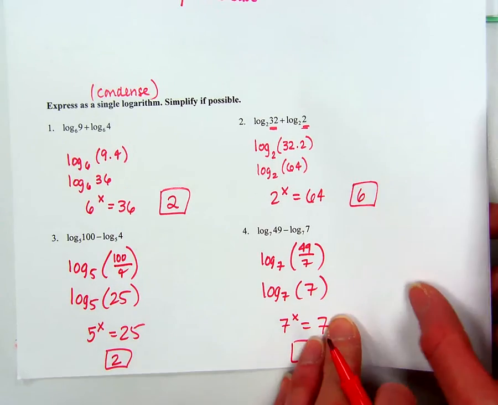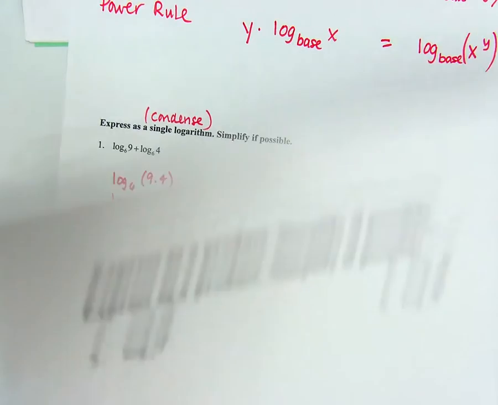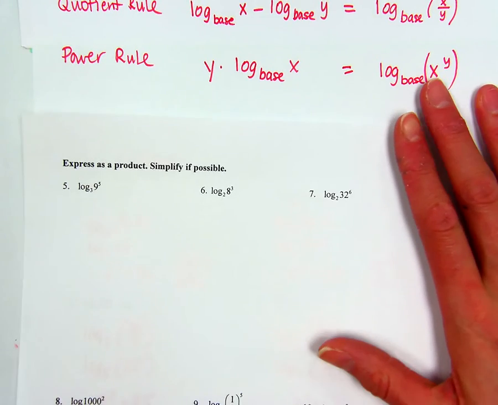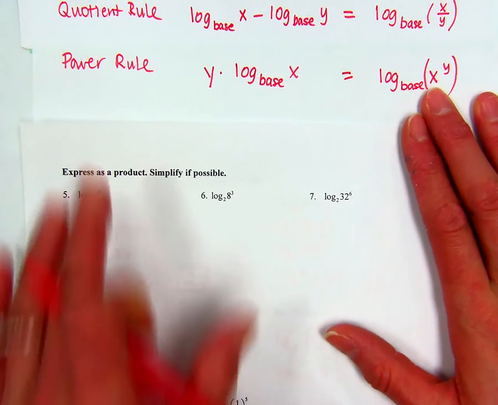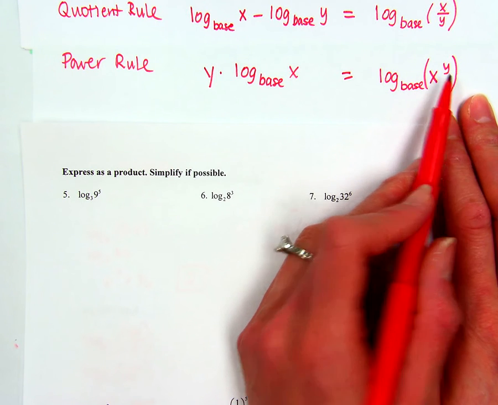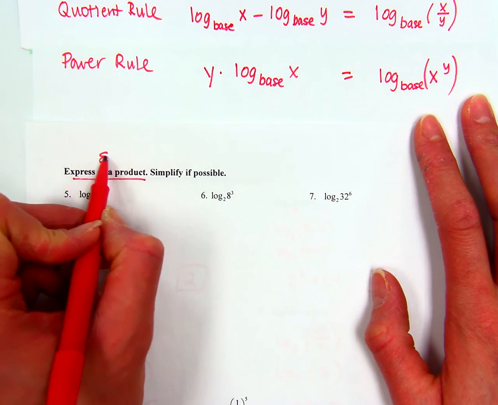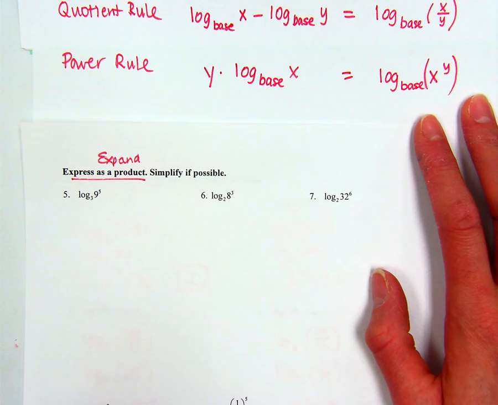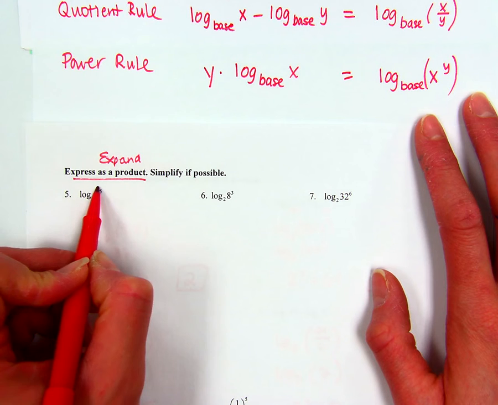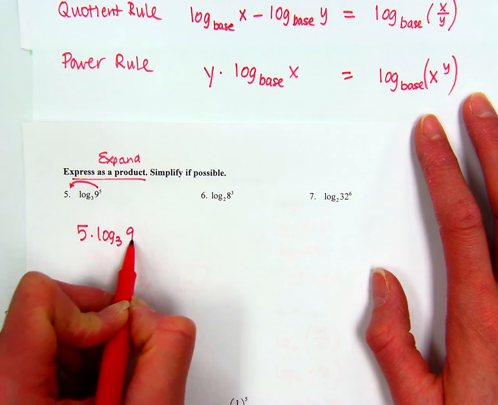And then this is going to use our last rule, which is the power rule. Okay, so I'll try to keep this up on the screen too. So our power rule is if we see an exponent, it says express it as a product. So this means we're going to expand it, or move the exponent out in front, basically. All right, so here's my exponent, my 5. So it's going to be 5 times log base 3 of 9.